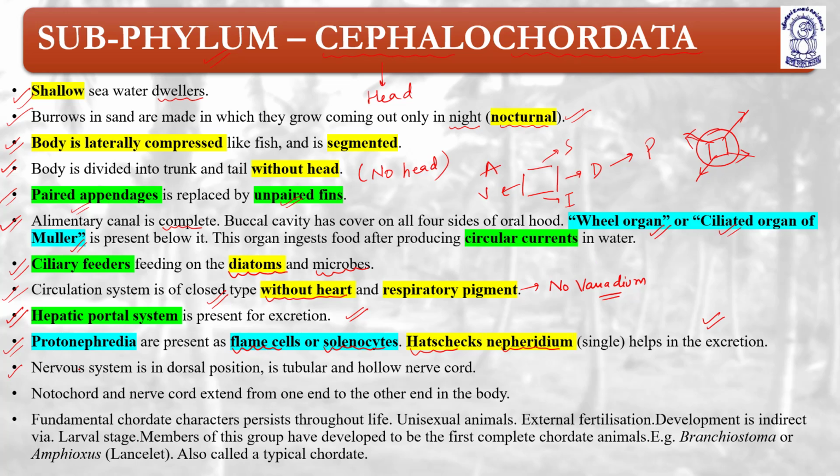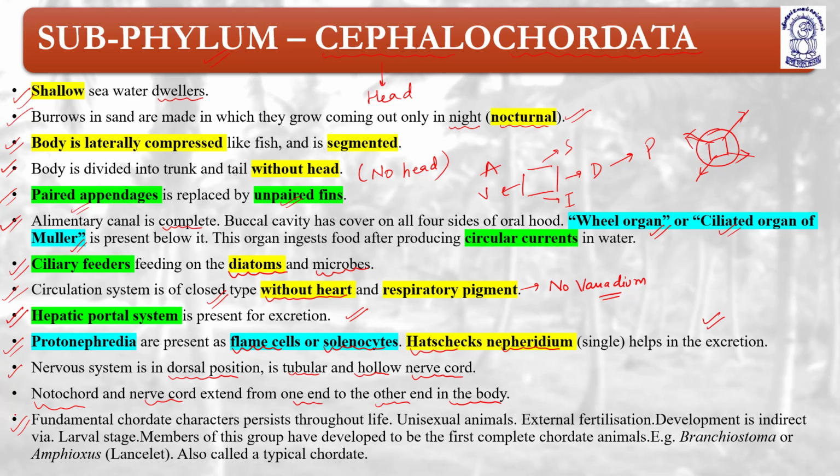The nervous system is in dorsal position. It is a tubular and hollow nerve cord. The notochord and nerve cord extend from one end to the other end of the body. Fundamental chordate characters persist throughout life, which is not the case in tunicates or Urochordata, the primitive chordata. Now they have fundamental characters which extend throughout life.